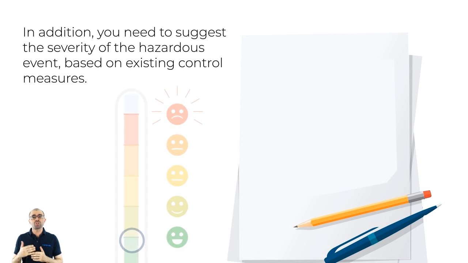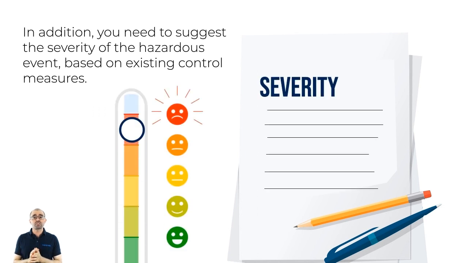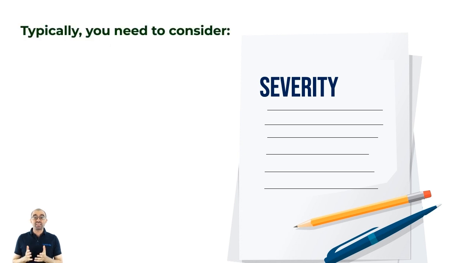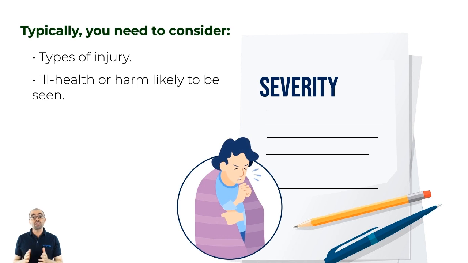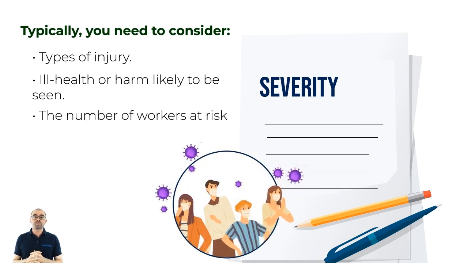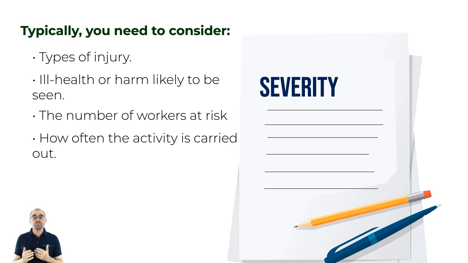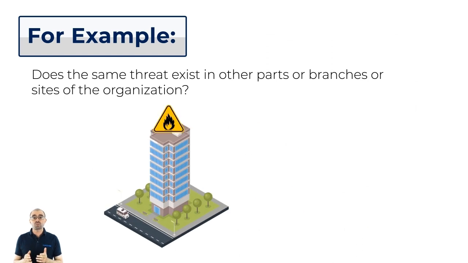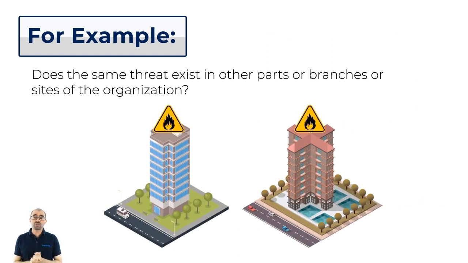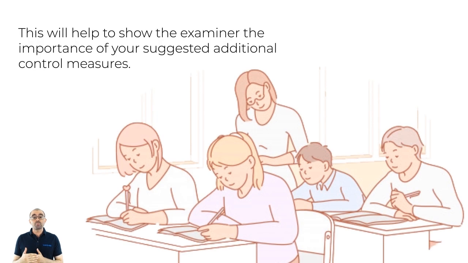In addition, you need to suggest the severity of the hazardous event should it occur based on the existing control measures. Typically, you need to consider the types of injury or ill health or harm likely to be seen, the number of workers at risk, how often the activity is carried out, and how widespread the risk is. For example, does the same threat exist in other parts, branches, or sites of the organization? This will help to show the examiner the importance of your suggested additional control measures.